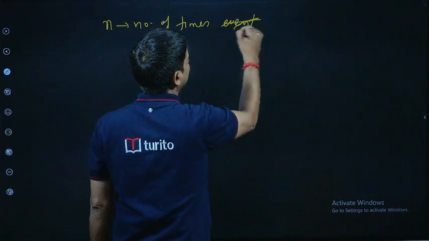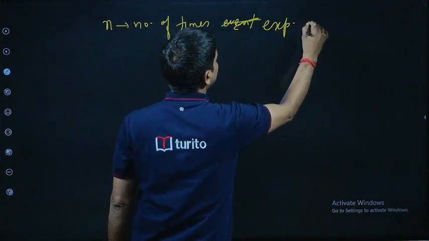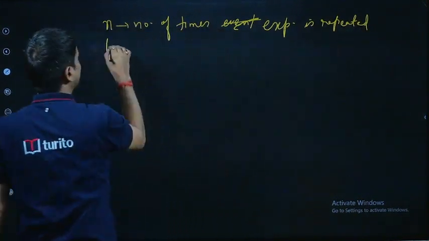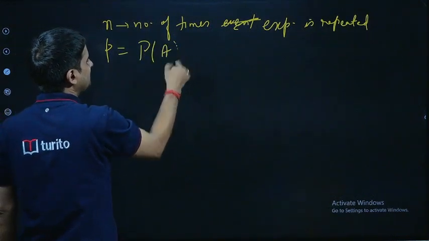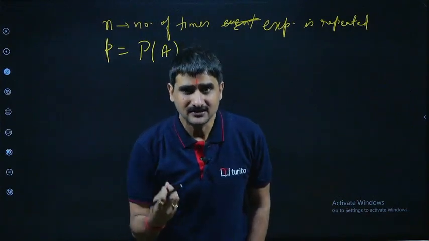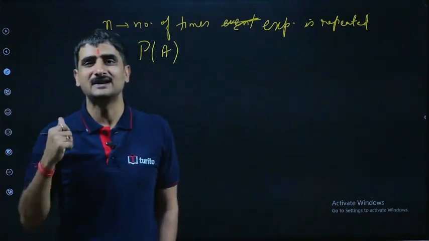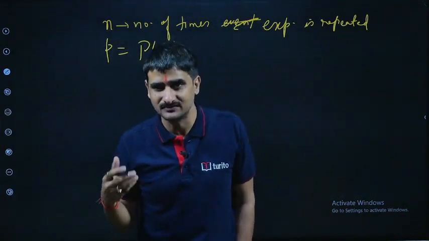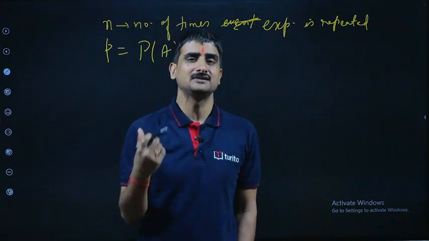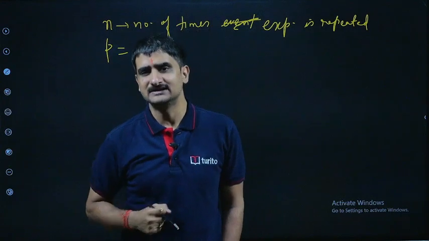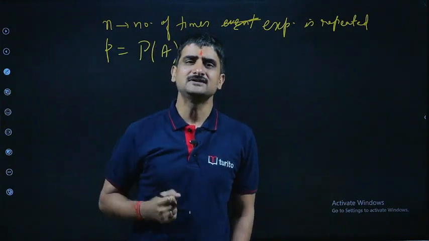So n is the number of times the experiment is repeated, not the event, the experiment is repeated. And small p is the probability of occurrence of any event associated with the experiment. So here the probability that India wins a match is 3 by 4, and n is 7 because it's a 7 match series, so the match is being played 7 times, so the experiment is repeated 7 times. Then the number of times India may win, or how many matches India may win.